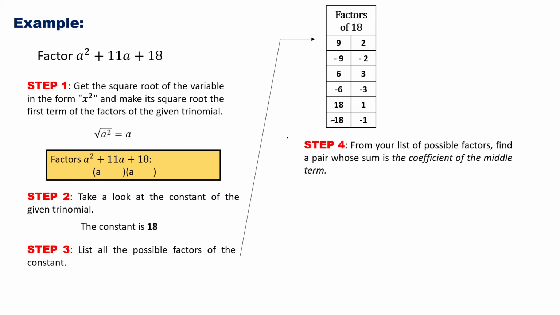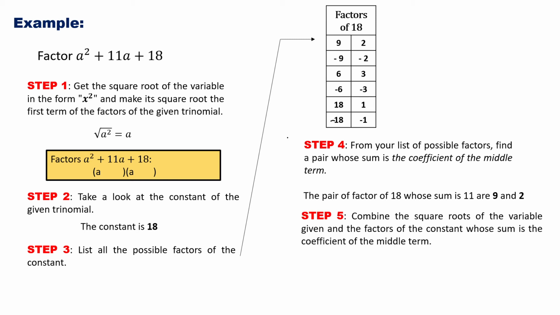Now, next, from your list of possible factors, find a pair whose sum is the coefficient of the middle term. So, tignan natin saan kaya dyan sa mga factors na yan, ang pag in-add natin ay 11 yung answer. So, the pair of factors of 18 whose sum is 11 are 9 and 2. Kasi when we add 9 and 2, the result is 11. And 11 is the coefficient of the middle term of our given trinomial.